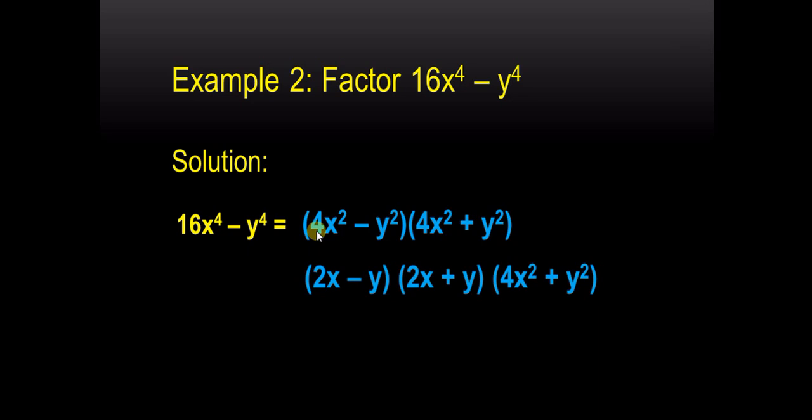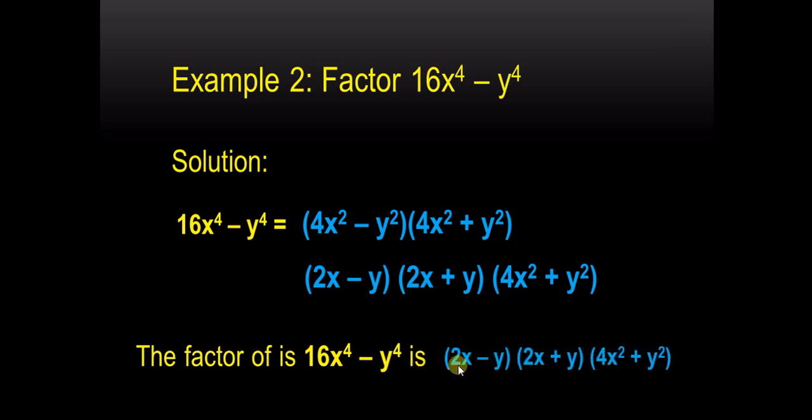So the square root of 4 is 2. The square root of x squared is x. Then the square root of y squared is y. We copy it and then put two different operators. And the last one, we'll just copy it here. Therefore, the factor of 16x to the 4th minus y to the 4th is the quantity of 2x minus y times the quantity of 2x plus y times the quantity of 4x squared plus y squared.